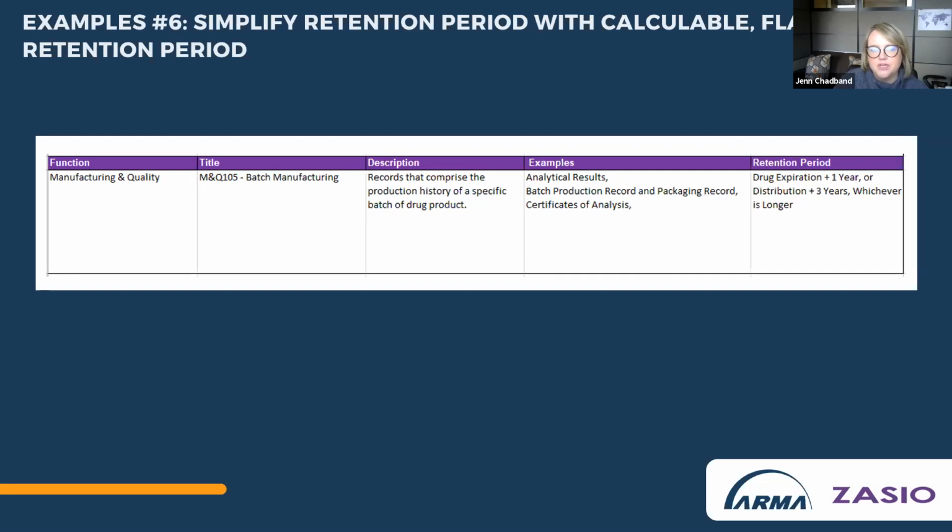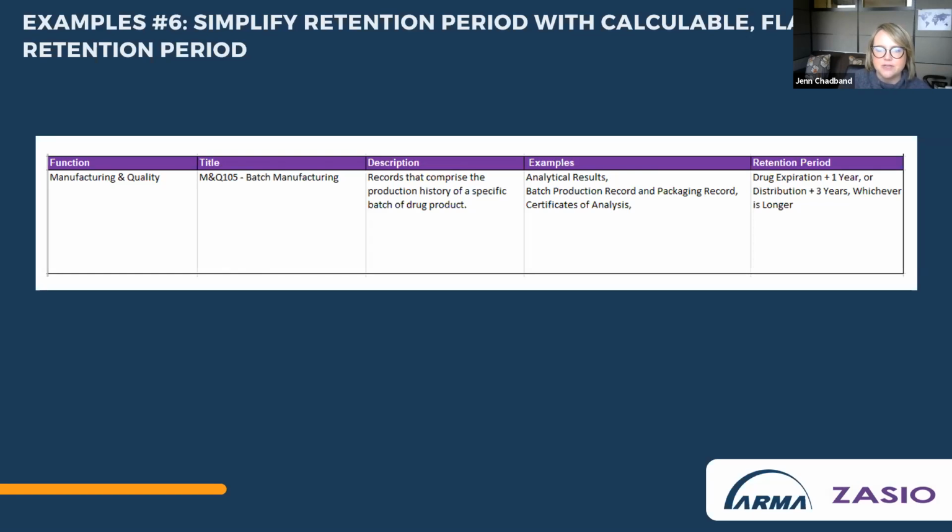It might be, for APIs, 5 years after the qualified person signs off, or there might be a drug expiration event trigger in there. There might be, as we have here, an example, distribution plus 3 years, whichever is longer, and it might even get more convoluted if you're considering devices, expected life of the device. So one approach is to see if you can determine a calculable retention period.